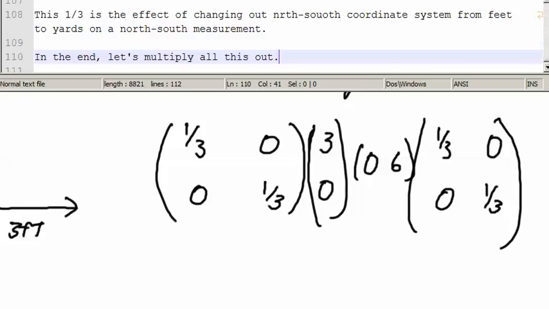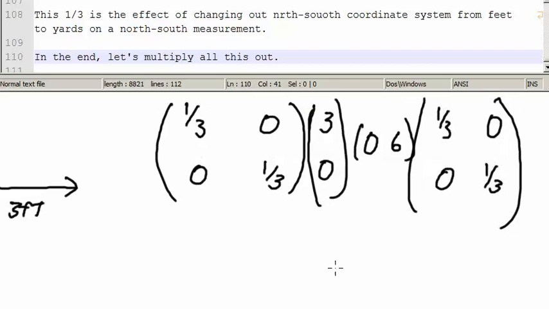Anyway, at the end, let's multiply all this out. So the 3 and the 6 become 3 times 0 is 0, 3 times 6 is 18, 0 times 0 is 0, and 0 times 6 is 0.